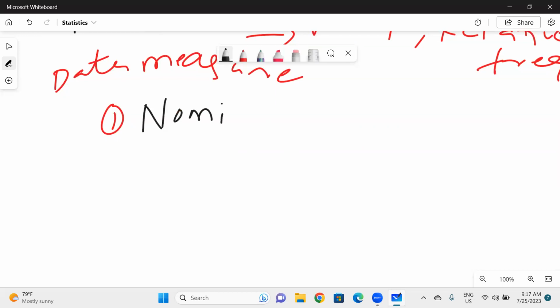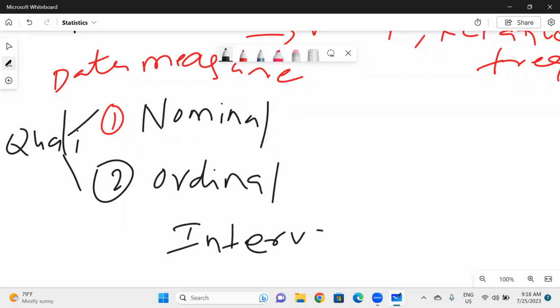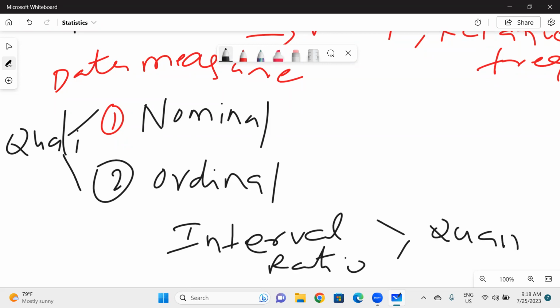One is nominal data measurement. The second one is ordinal. These two are part of qualitative. Then we have two more: interval and the next one is ratio. These two are quantitative.